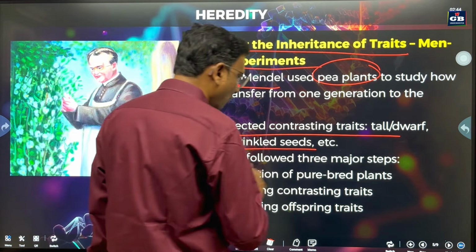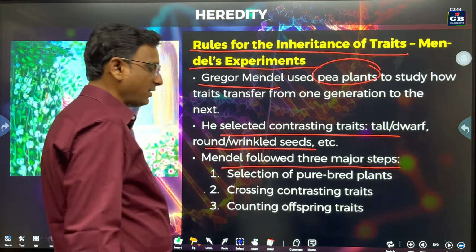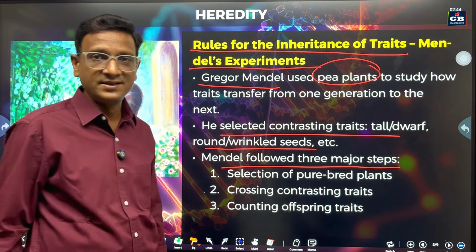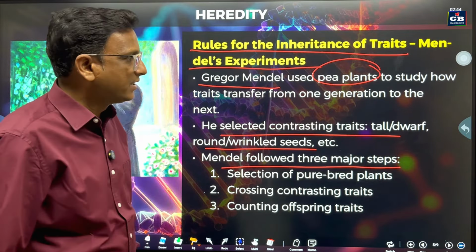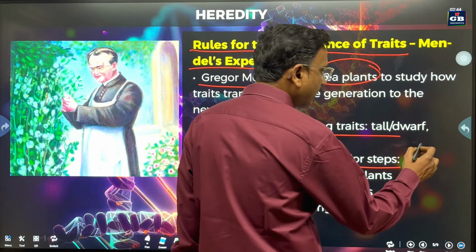Mendel followed three major steps in his experiment. First one is selection of pure breeds. Pure breed means, for example, there is a tall pea plant.